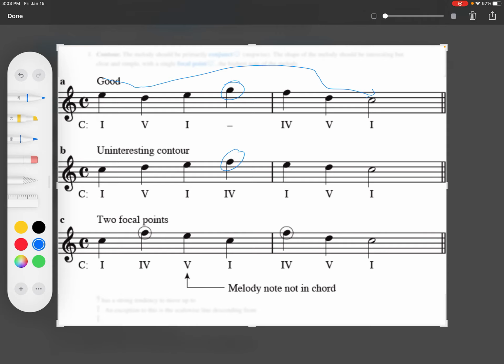We do have one focal point, but this is rather boring, right? We just kind of go up and down, so not a very interesting contour. Okay, so let's look at the next one now.